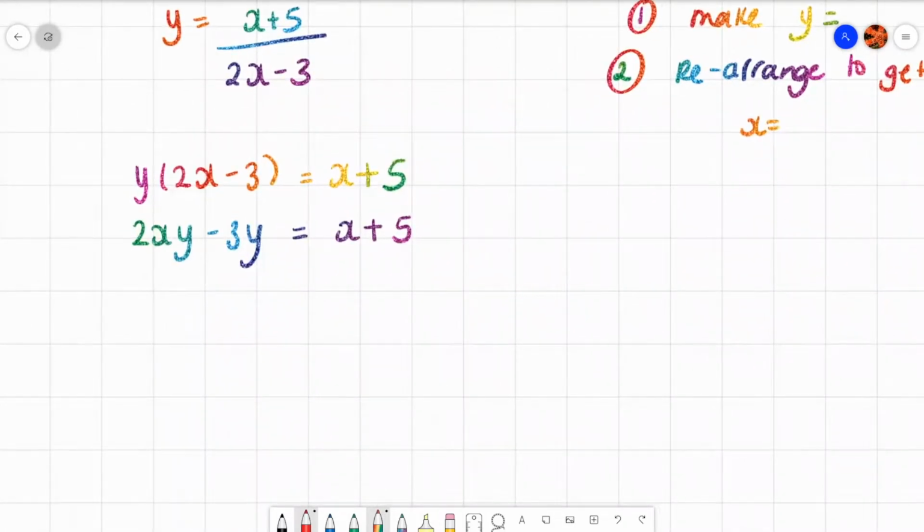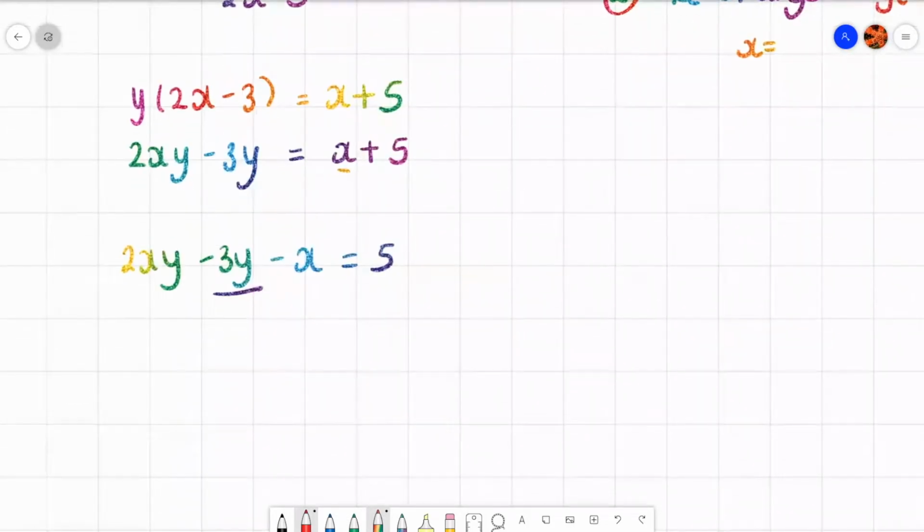So what I'm going to do is bring the x's all on one side. So I'm going to bring that x over to the other side. So I've got 2xy minus 3y minus x equals 5. Well, this doesn't have an x with it, so let's get rid of that on the other side. So 2xy minus x equals 5 plus 3y. Okay.